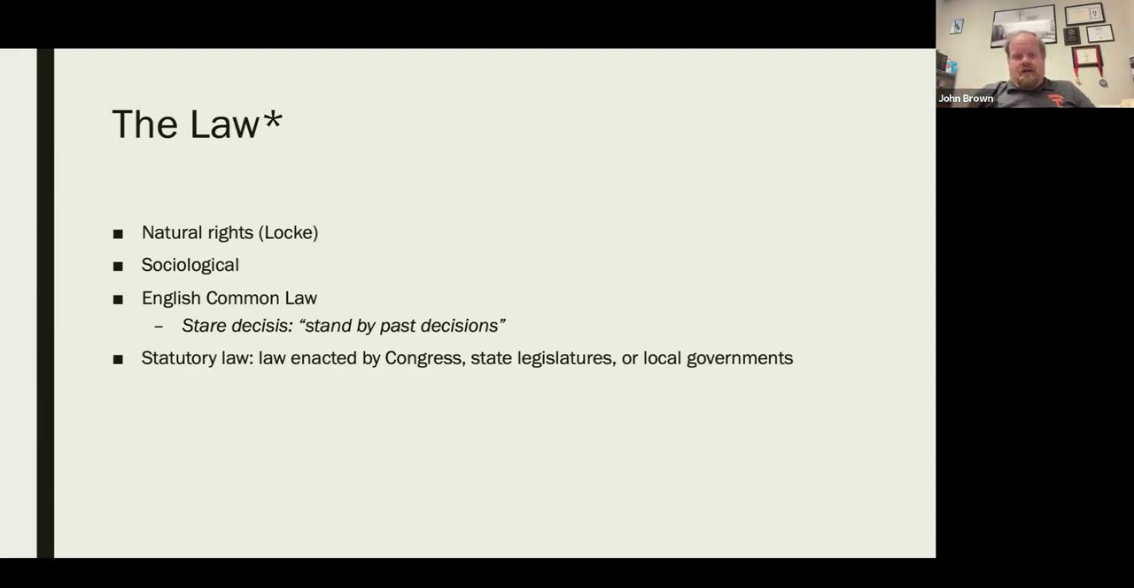Another would be common law. Specifically from that, we get the concept of stare decisis, which I probably mispronounced, but this means stand by past decisions.